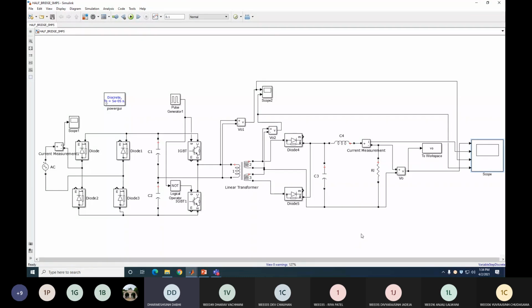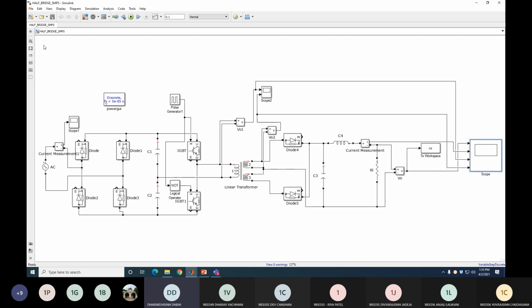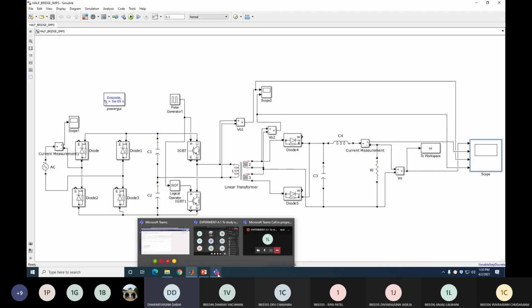Is there any other doubt in this simulation? If you have any doubt, please ask the question. Otherwise, I start the next simulation, full bridge SMPS. Is there any doubt? Anyone? All of you? Is there any doubt? Yes or no?